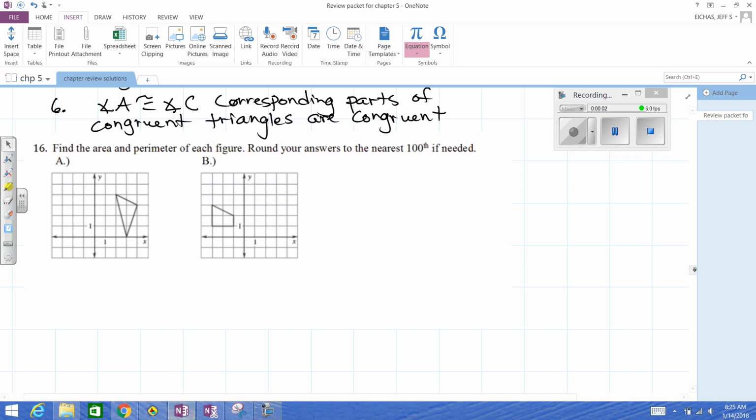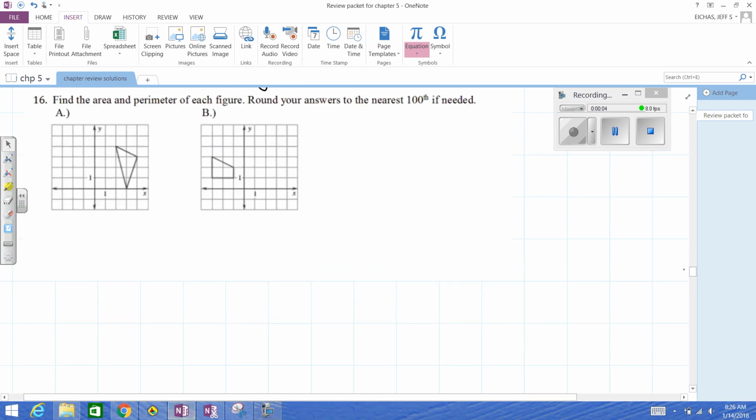Okay, for number 16 on the review, area and perimeter. All right, let's just put letters on these just so we have something to talk about. What I would do first, I'm looking at AB and BC. That's not a right angle. So as far as area goes, I'm not going to be able to do that. I'm going to have to box it. I'm going to have to use that box method we taught you in class.